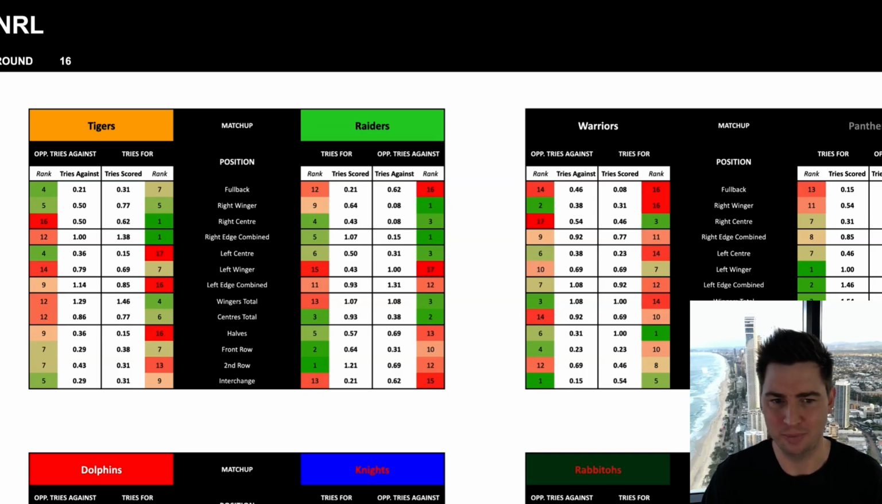In round 16, we have 14 try scorer selections, basically 2 in each game. With one game, we've got 3. Another game, we just have the 1 selection. But using the Bet Finder tools, which you can use yourself through the link in the description, I'm going to break down why I'm backing certain players and why I'm not backing other players.